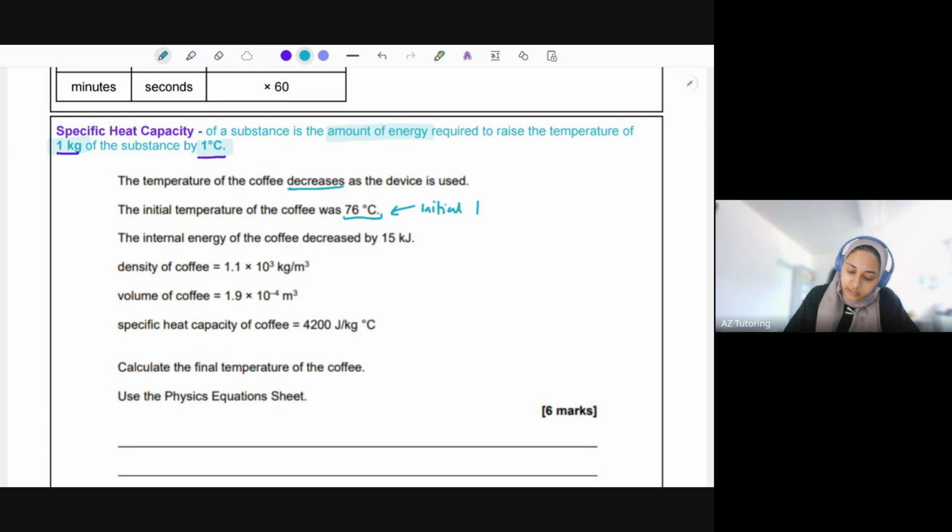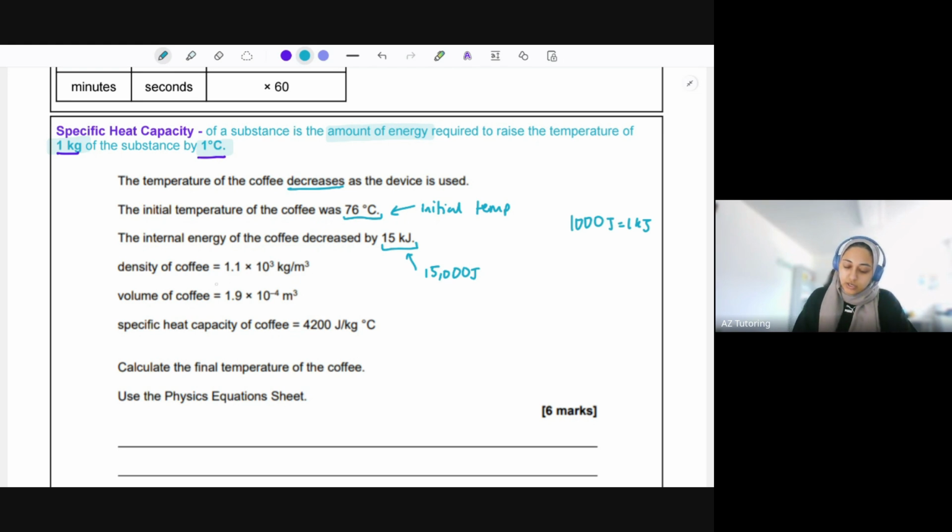It's worth labeling all these when you're reading the question, so then you can figure out what equation you need to use from the sheet. The internal energy of the coffee is decreased by 15 kilojoules. Now there's an issue with this, just before reading any of the question further. It's in kilojoules. All energy has to be in just joules. So just remember there's 1000 joules in 1 kilojoule. So we have to times this by 1000. So that's 15,000 joules. Okay, so we've converted that.